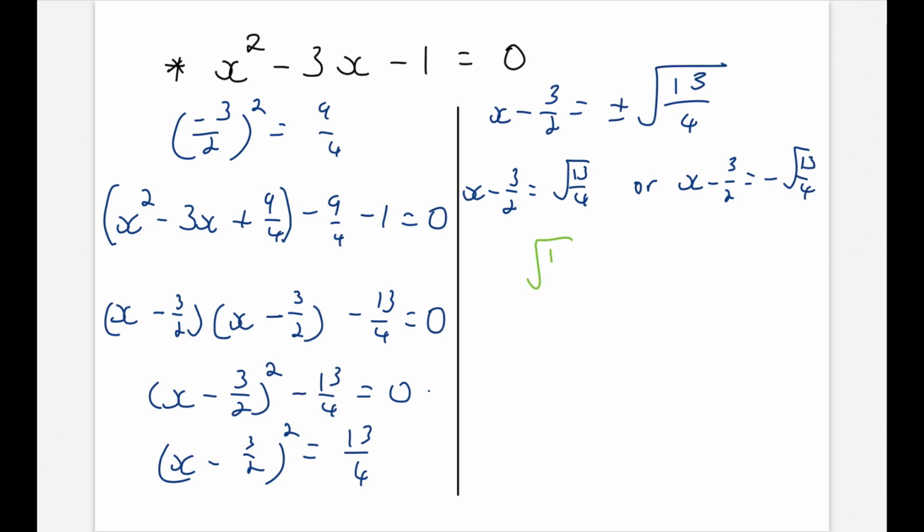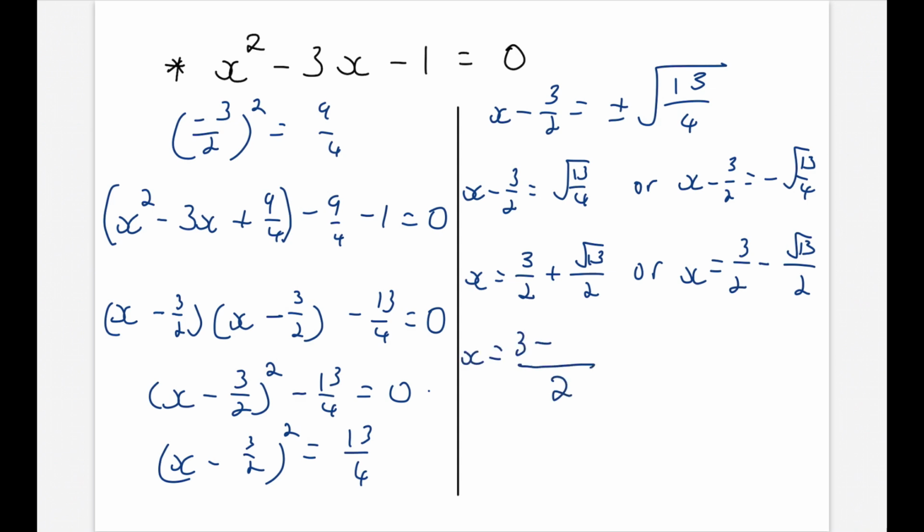Please note that the square root of 13 over 4 is the same as the square root of 13 over the square root of 4, which is the same as root 13 over 2, because square root of 4 is just 2. Okay, so I'm going to apply that in this next step. This means x is either 3 over 2 plus root 13 over 2, or x is 3 over 2 minus root 13 over 2. This is just two fractions with the same denominator. So we have 3 plus root 13 over 2, or 3 minus root 13 over 2.